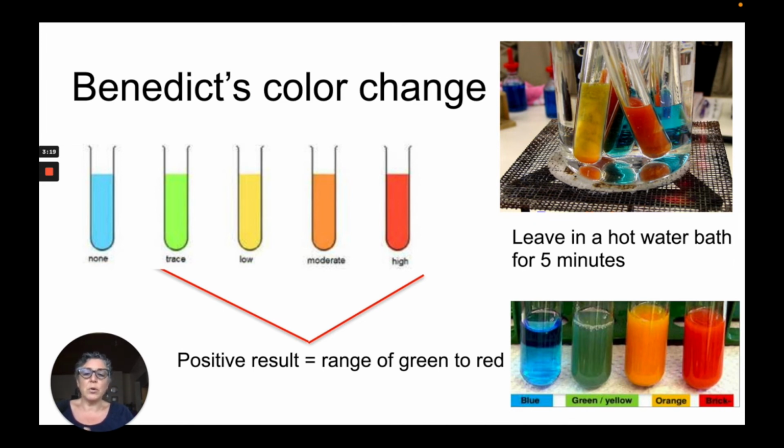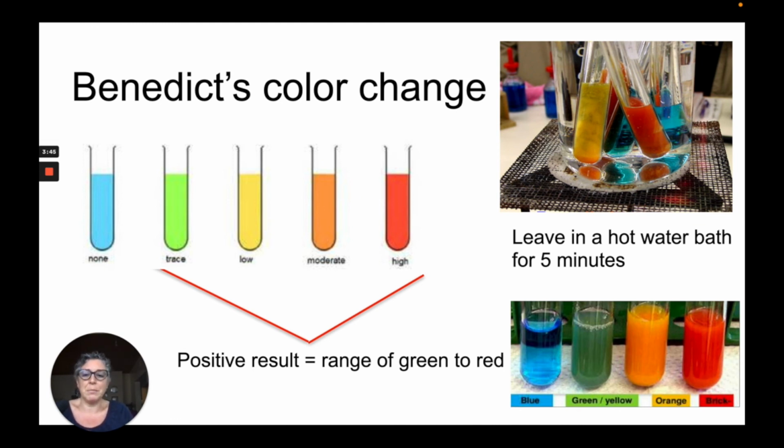So if your Benedict color change stopped at green, that means there's only trace amounts of reducing sugar in the food sample that you are working with. If it stopped at yellow, it would have slightly more, but not a lot, of reducing sugar in the sample. And then you would go to orange and then to red. The red, what's called the brick red, has the highest amount of reducing sugar.